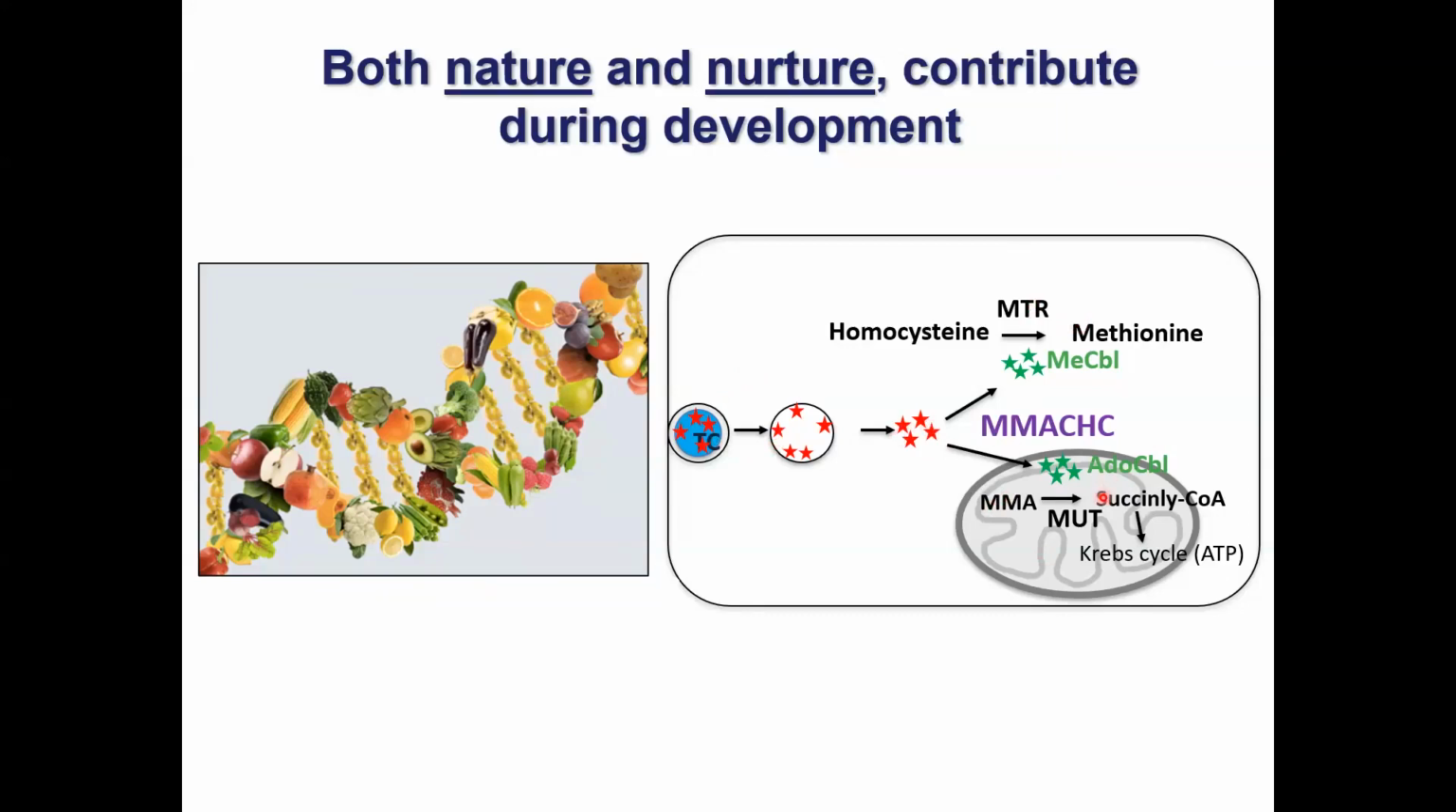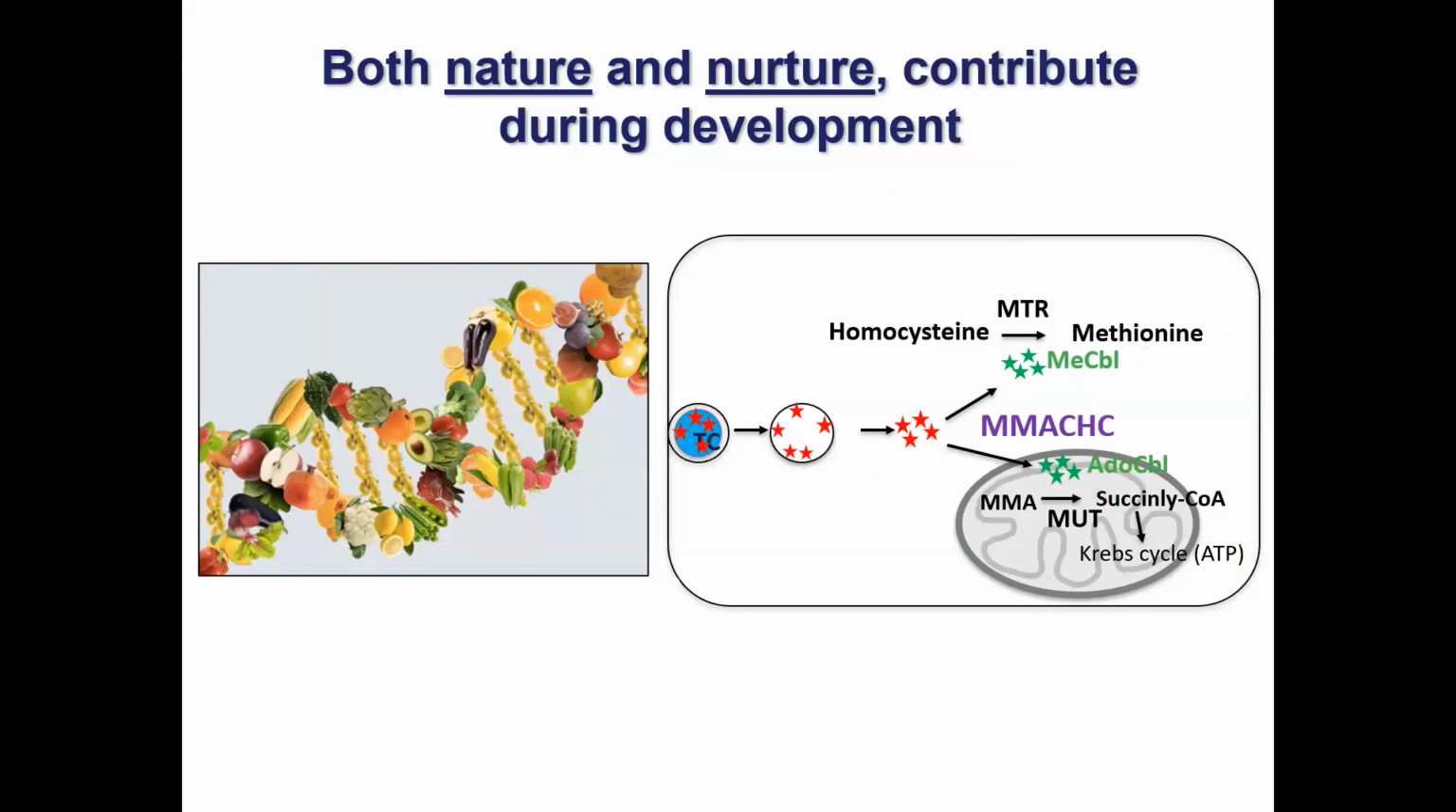Okay, and for example, B12, after it gets activated, acts as a coenzyme that is involved in the production of the amino acid methionine, which is very important for DNA, RNA, and proteins and other stuff, and also in the production of energy. So this is the intake of the vitamin.